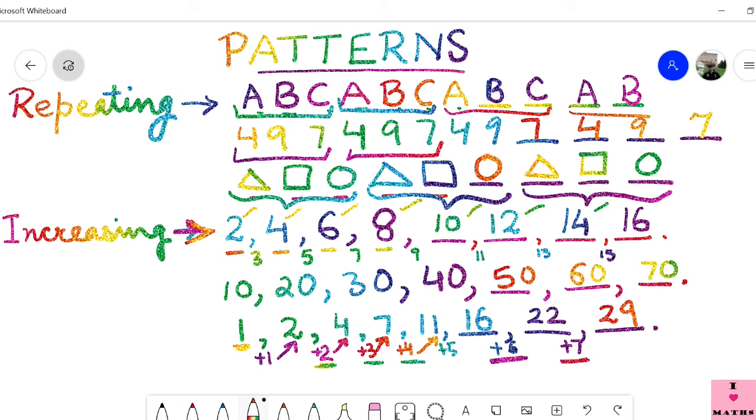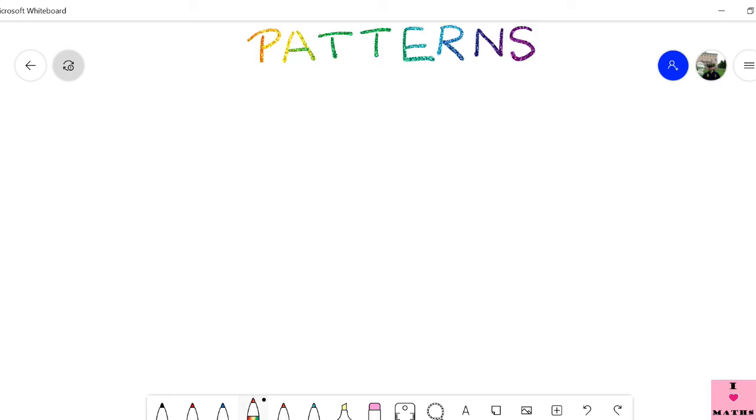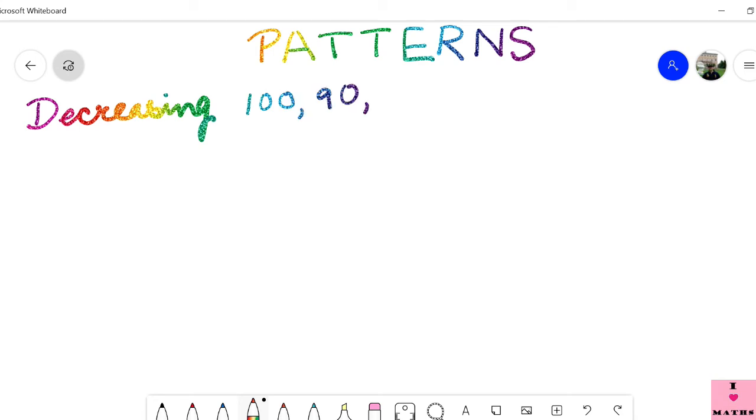Okay, let me show you another type of pattern. The other type of patterns are decreasing patterns. And as the name suggests, in decreasing patterns, you will see that the first number will be big and it will decrease. For example, 100, 90, 80, 70.